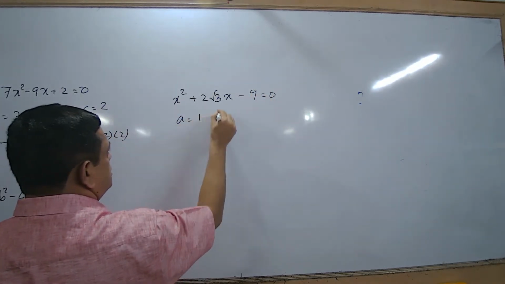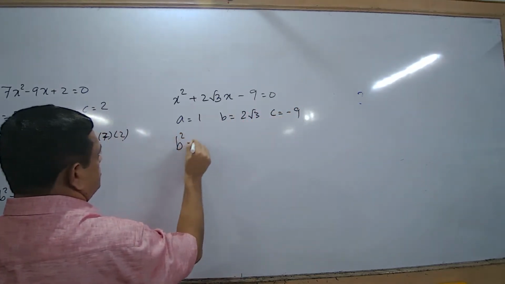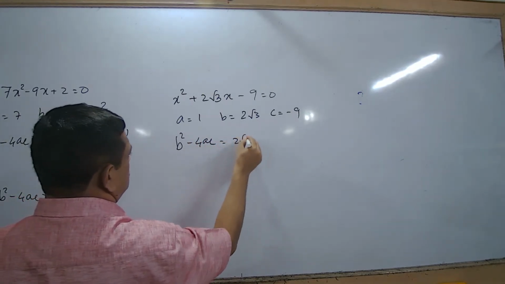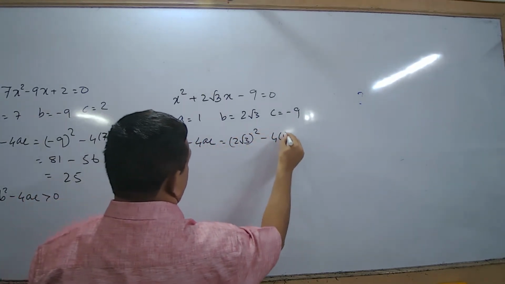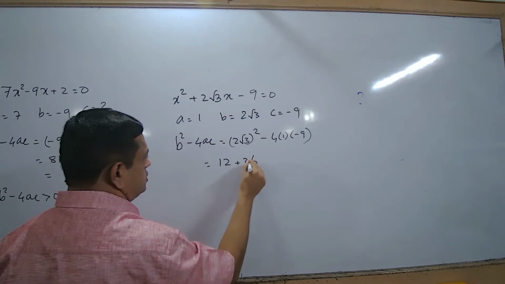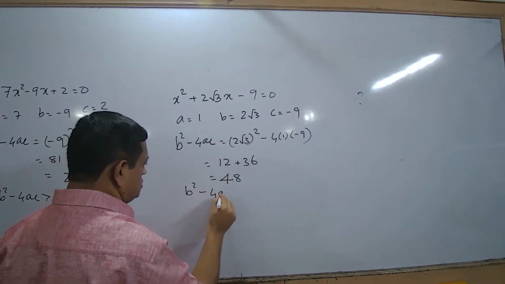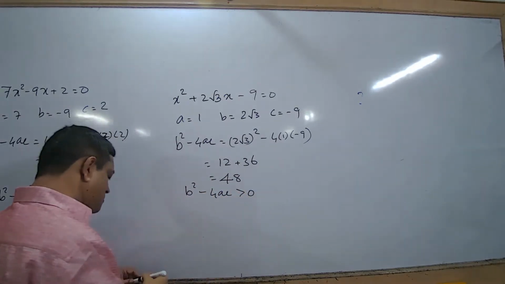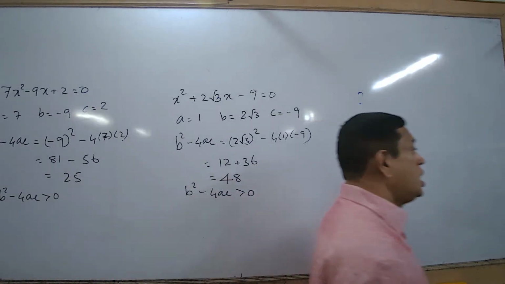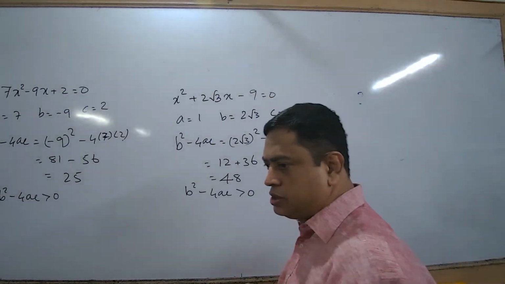a is equal to 1, b is equal to 2 root 3, c is equal to minus 9. b square minus 4ac: 2 root 3 whole square minus 4 times 1 times minus 9. 4 3s are 12 plus 36. Again b square minus 4ac is greater than 0, so roots are real and unequal. Completed all of you? How many parts are there? One more. Easy now?